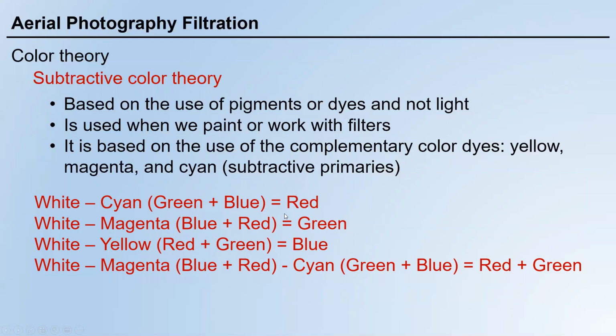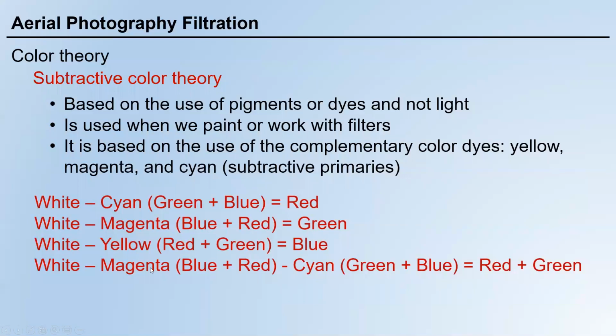Okay, so the next two formulas are similar to the first one. If you subtract magenta, which is a combination of blue and red, from white, you get green. If you eliminate yellow, which is a combination of pure red and pure green, from the white, then you have blue.